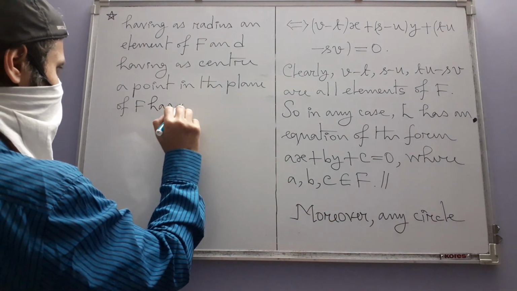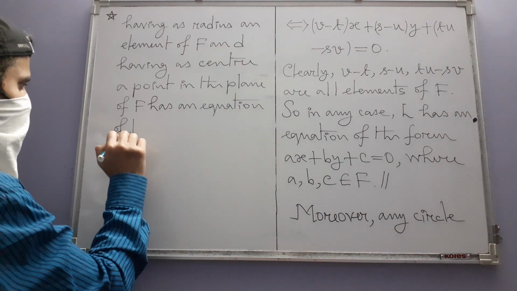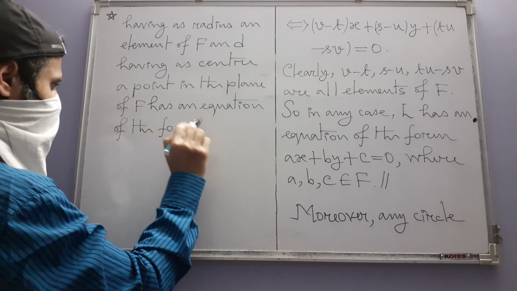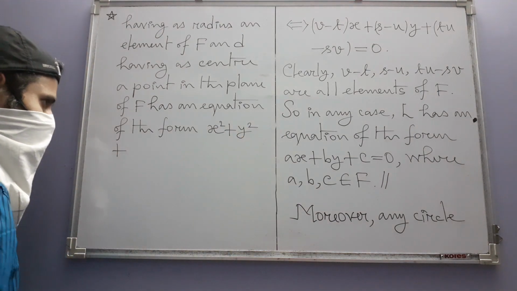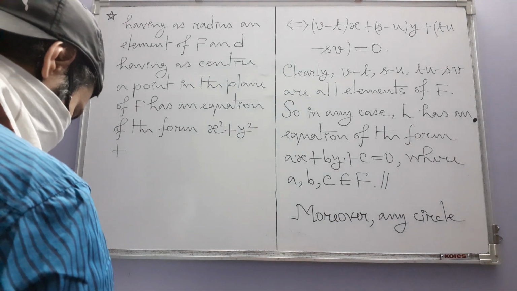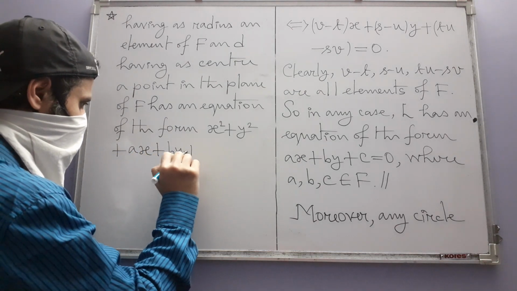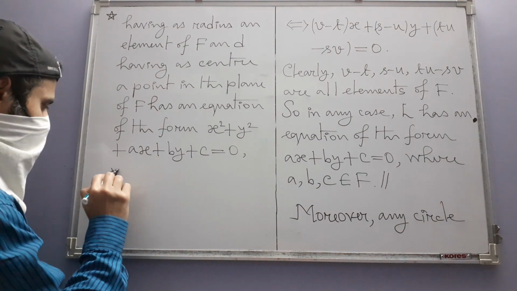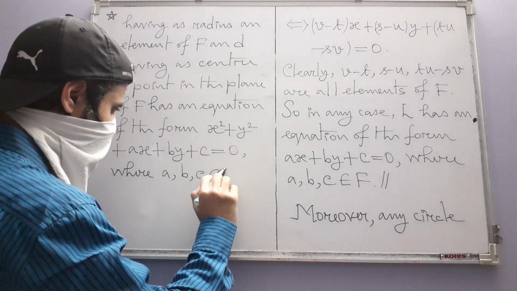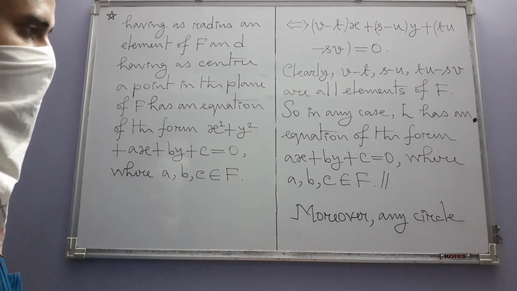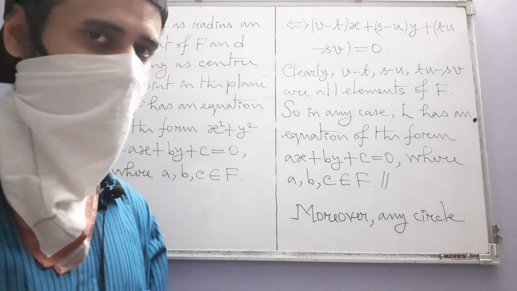Has an equation of the form x square plus y square plus ax plus by plus c equal to 0, A, B and C again, where again these elements, these real numbers, are elements in F. And you of course understand that by any circle we mean a circle in the Euclidean plane R2.